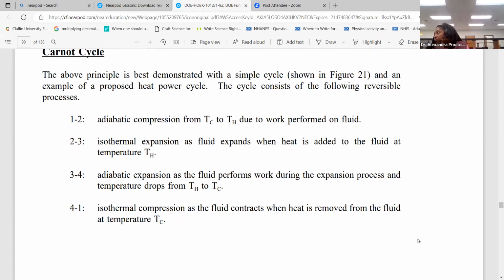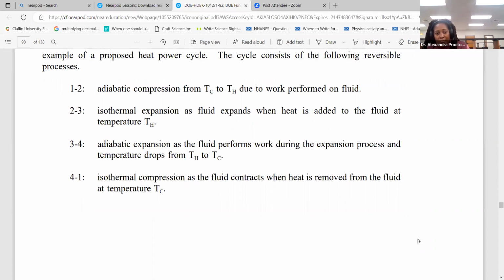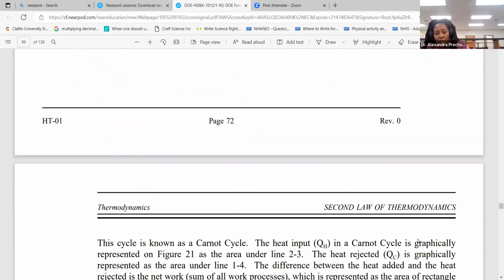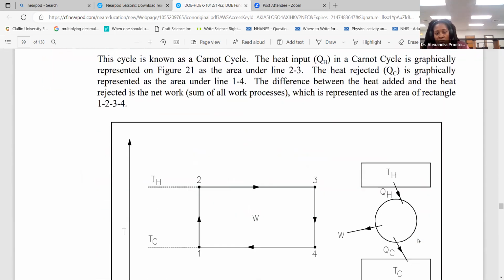So he's setting up some things that you observe when you look at a simple cycle. Okay, so these are just some of his proposals about that kind of reversible process. And so this cycle is known to us as the Carnot cycle.